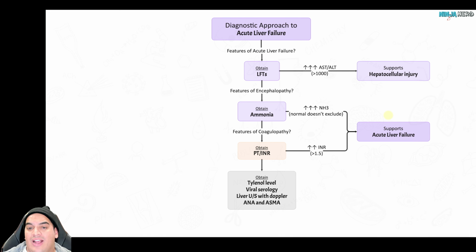You could also get an echocardiogram to rule out right heart failure, and then also look at their history to see if they have any recent events of a profound hypotension, shock, or cardiac arrest, which may suggest ischemic hepatitis.